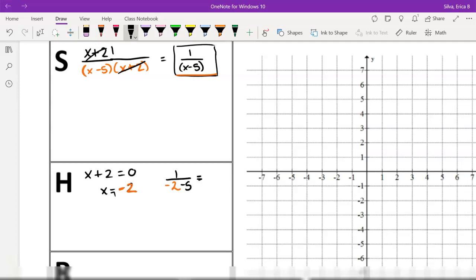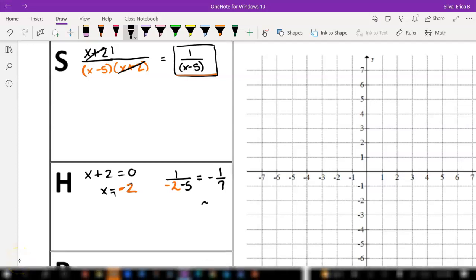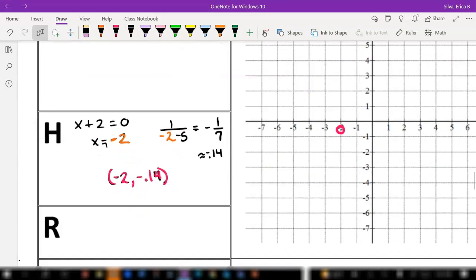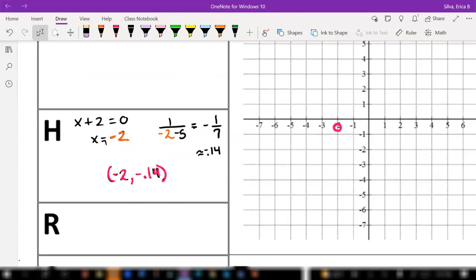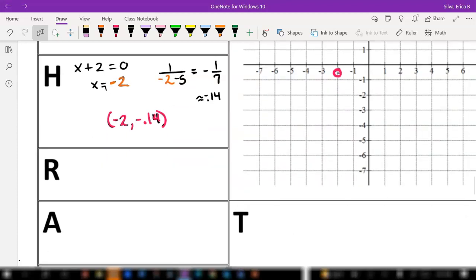So we've got 1 over, and instead of x, we're going to plug in negative 2. And 1 over negative 2 minus 5 is negative 1 over 7. So with that, negative 1 over 7 is approximately negative 0.14. So my point is at negative 2, negative 0.14. And that's my hole. So when we graph or draw our graph, we're going to basically jump over or skip that open circle.